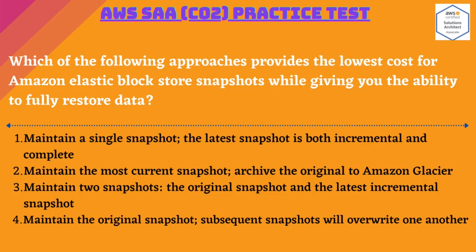The second is maintain the most current snapshot and archive the original to Amazon Glacier. There is no need to archive the original snapshot to Amazon Glacier. EBS copies your data across multiple servers in different availability zones for durability. So this is not the right answer, and this is not cost effective as well. The third is maintain two snapshots, the original snapshot and latest incremental snapshot. This is also not the right answer because a single snapshot is both incremental and complete. So this is not the correct answer.